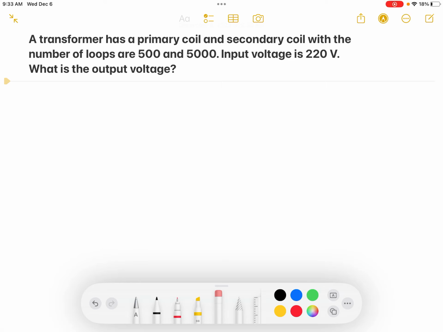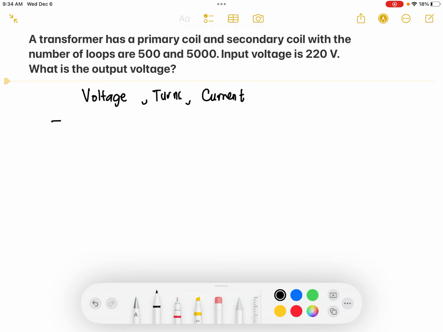Let's start solving transformer problems. Before we solve transformer problems, I want you to learn about the relationship between voltage, turns, and current in the transformer.